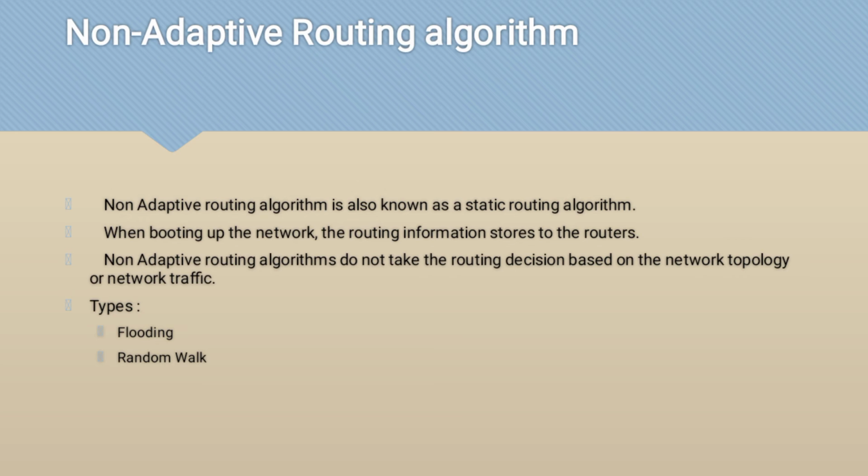Flooding is the case where every incoming packet is sent to all outgoing links except the one from which it has arrived. The disadvantage of flooding is that it may contain several copies of a particular packet. In a random walk, a packet is sent by the node to one of its neighbors randomly. An advantage of the random walk is that it uses alternative routes very effectively.